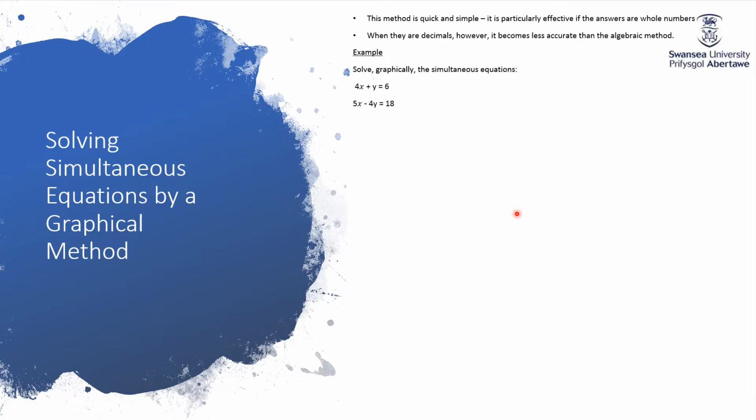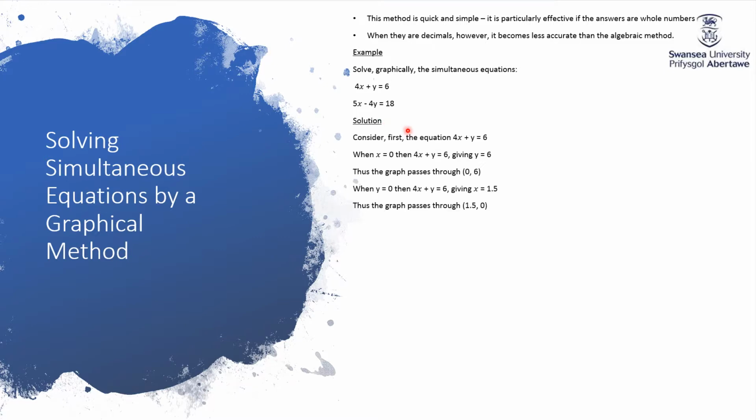Solving simultaneous equations by a graphical method. This is quick and simple. It is particularly effective if the answers are whole numbers. When they are decimals, however, it becomes less accurate than the algebraic method. Let's look at an example. Solve graphically the simultaneous equations 4x plus y equals 6 and 5x minus 4y equals 18.